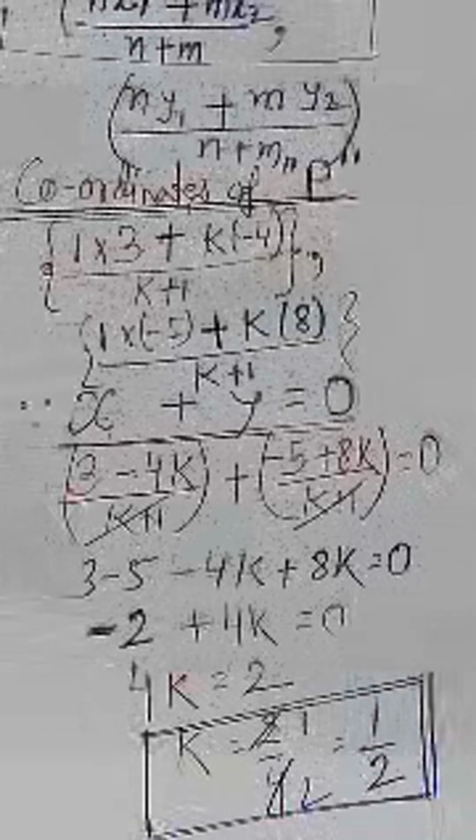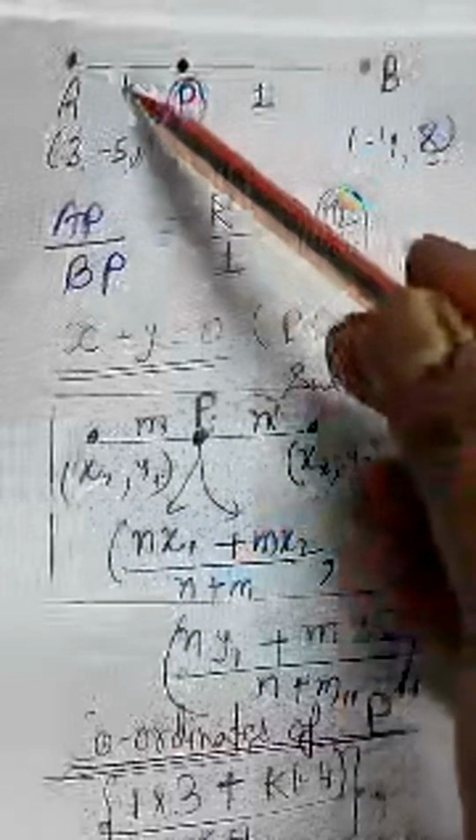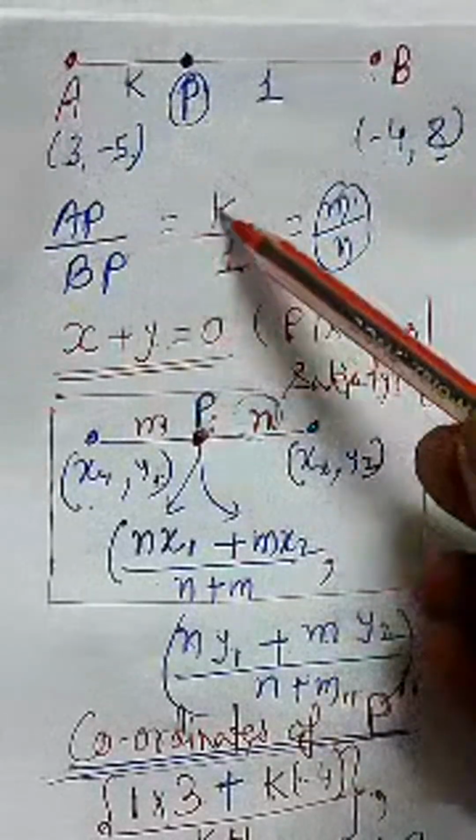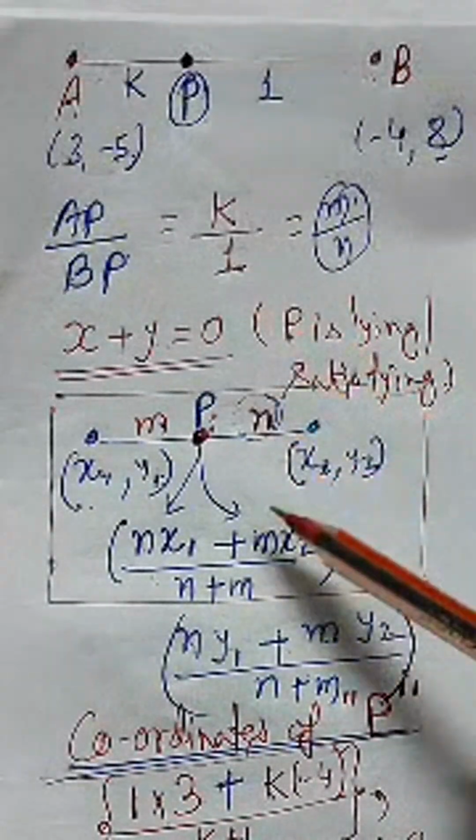So I'm reading out the question again. A point P was there, which divides the line AB, whose coordinates are given to you, and it divides this line AB into the ratio k is to 1, so that AP is to BP is k is to 1, right?